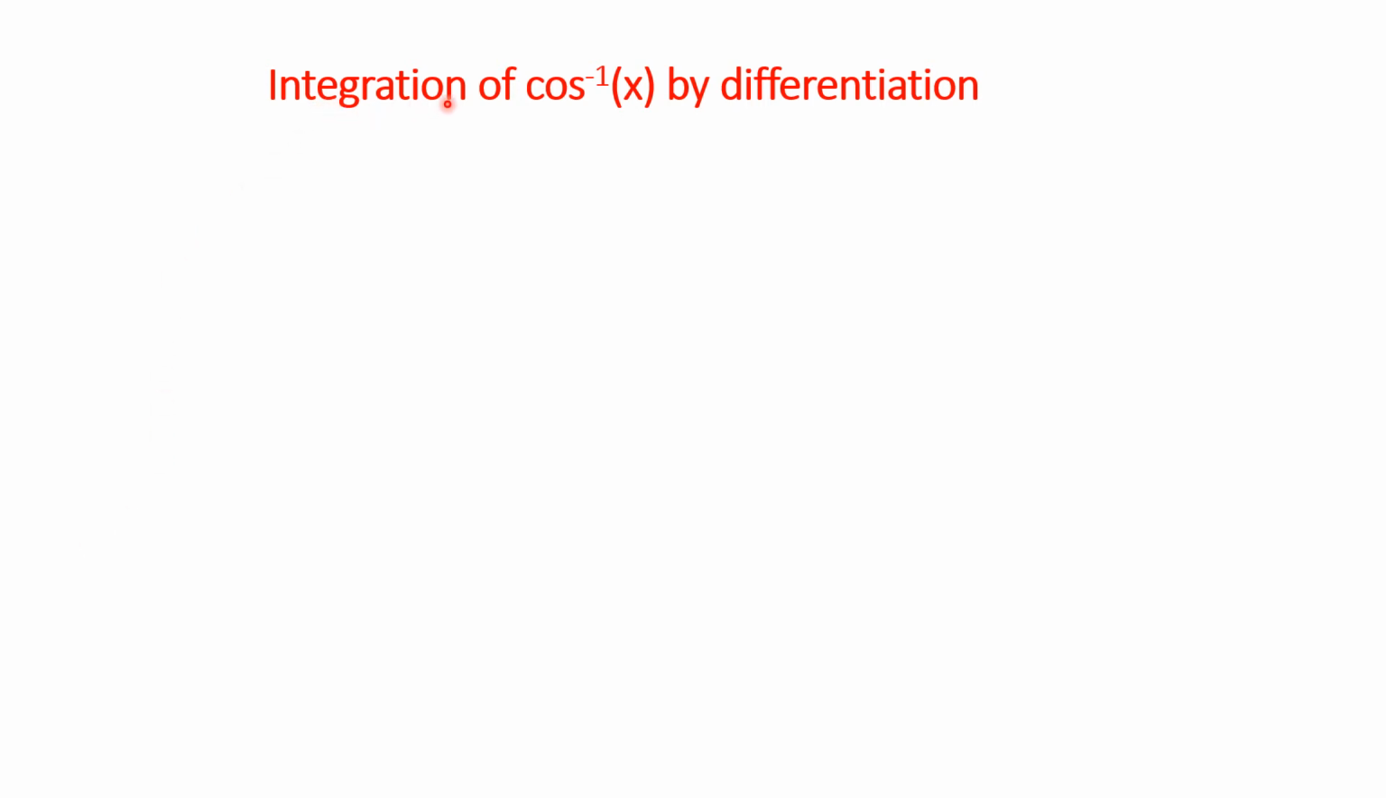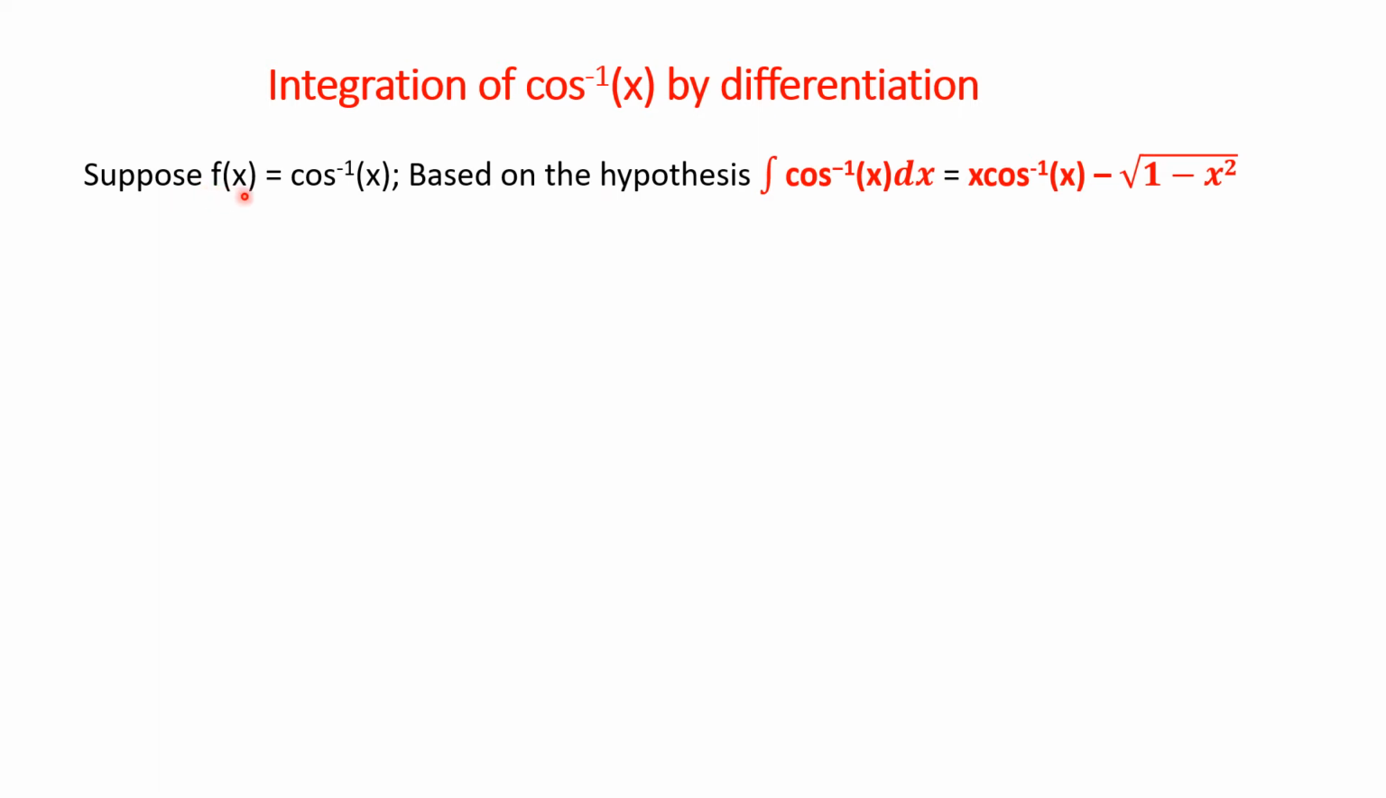Integration of cosine inverse of x by differentiation. Suppose f of x equals cosine inverse of x. Based on the hypothesis, integration of cosine inverse of x dx equals x cosine inverse of x minus square root of 1 minus x squared. Let's prove this.